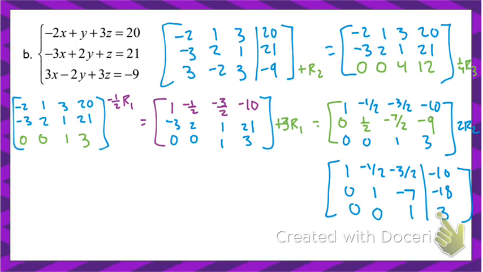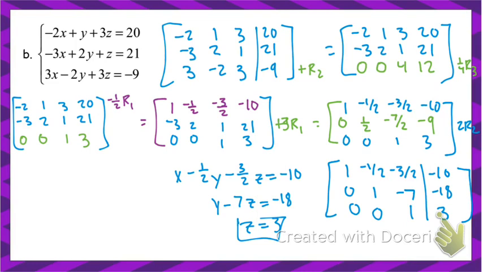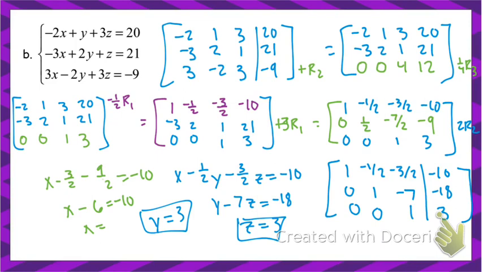So again, if I wanted to go ahead and solve this now, I'm going to write the system that corresponds. So x minus 1/2 y minus 3/2 z equals -10. Then I have y minus 7z equals -18, and z equals 3. So z equals 3, y minus 21 equals -18, so y is going to equal 3. And then if I solve my last equation, I've got x minus 3/2 minus 9/2 equals -10. So x minus 12/2, so minus 6. So I get that x equals -4. All right, so that's, again, using row echelon form.